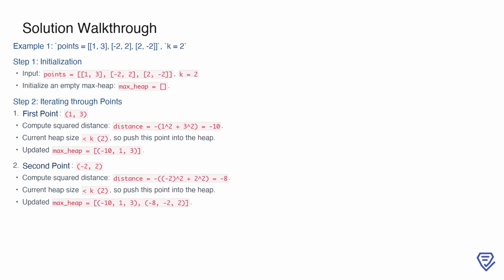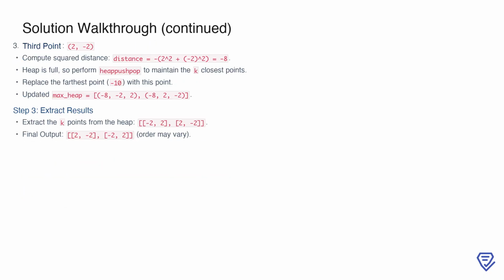Moving on to the second point, [-2, 2], we compute its negated squared distance as -((-2)² + 2²), which equals -8. Again, the heap size is less than k, so we add this point to the heap. The heap is now (-10, [1, 3]), (-8, [-2, 2]).